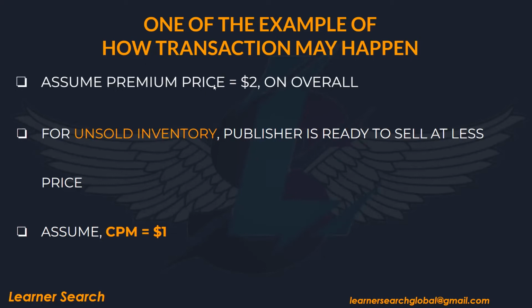Let's assume the premium price is $2 overall. Overall, I mean to say they like to sell at $2 for premium. For whatever is unsold, the leftover, the publisher is ready to sell at a lower price. I repeat, for unsold inventory, the publisher is ready to sell at less price. Let's assume CPM equals $1.